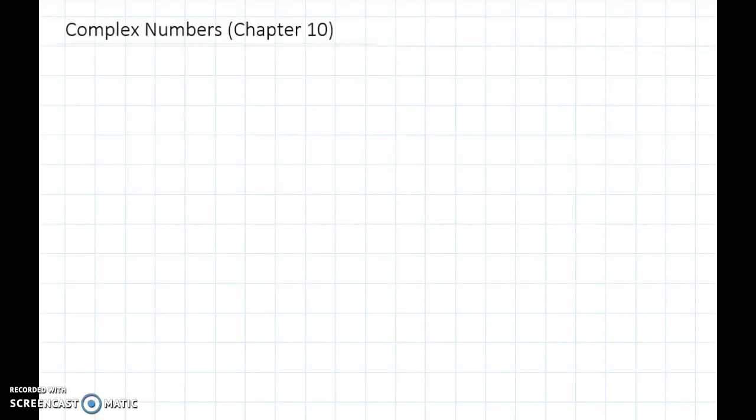Hello, today we start working with complex numbers. To motivate our work, we start by considering a fairly familiar situation for us. Let's say we want to solve the equation x squared plus 1 is equal to 0.